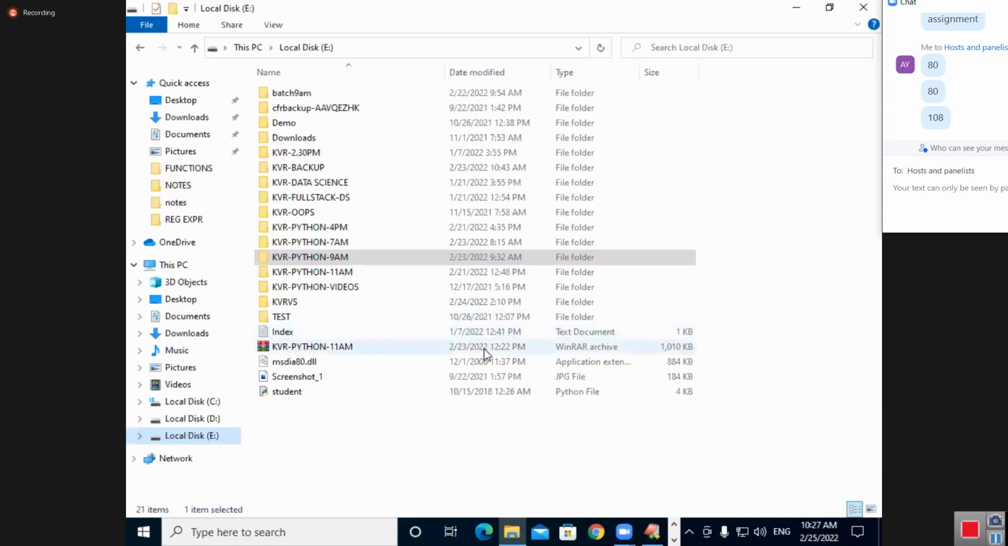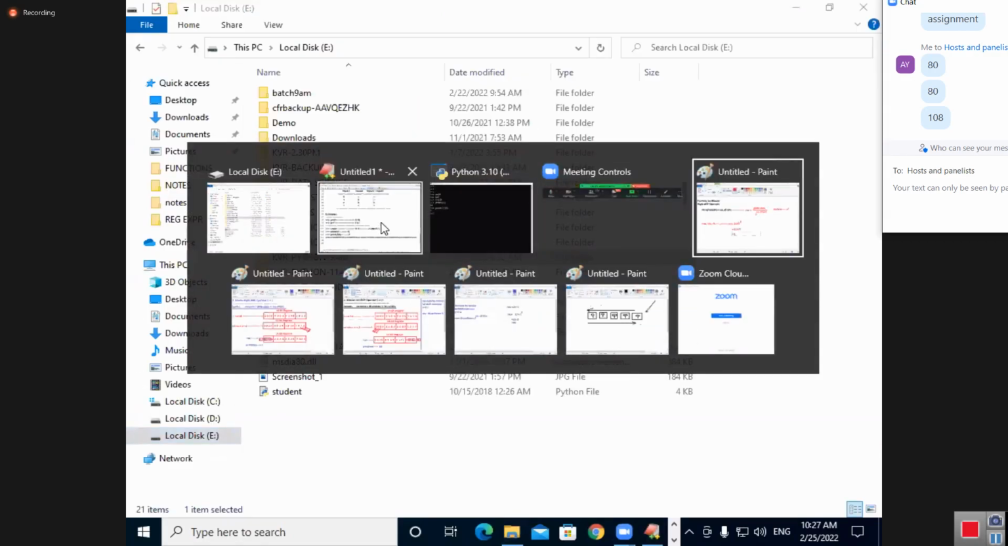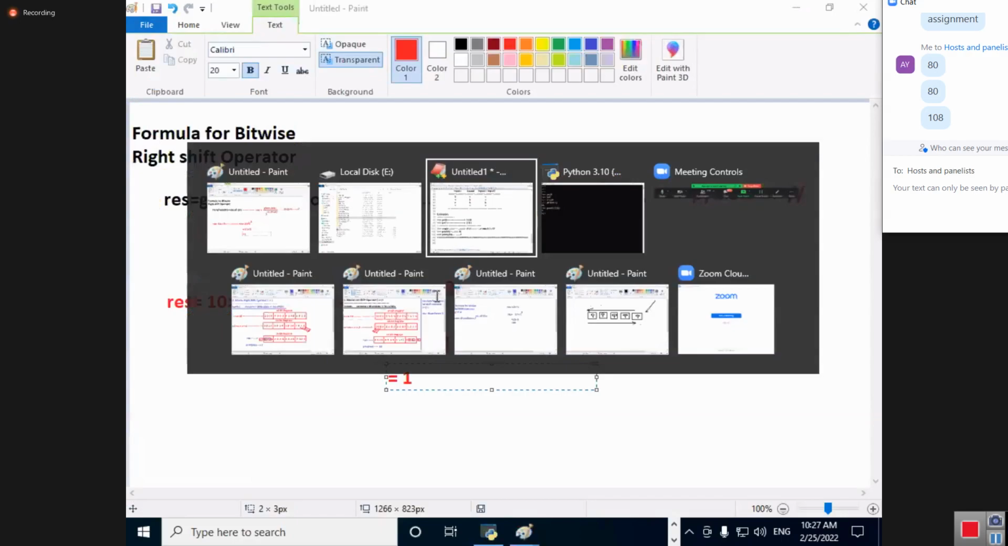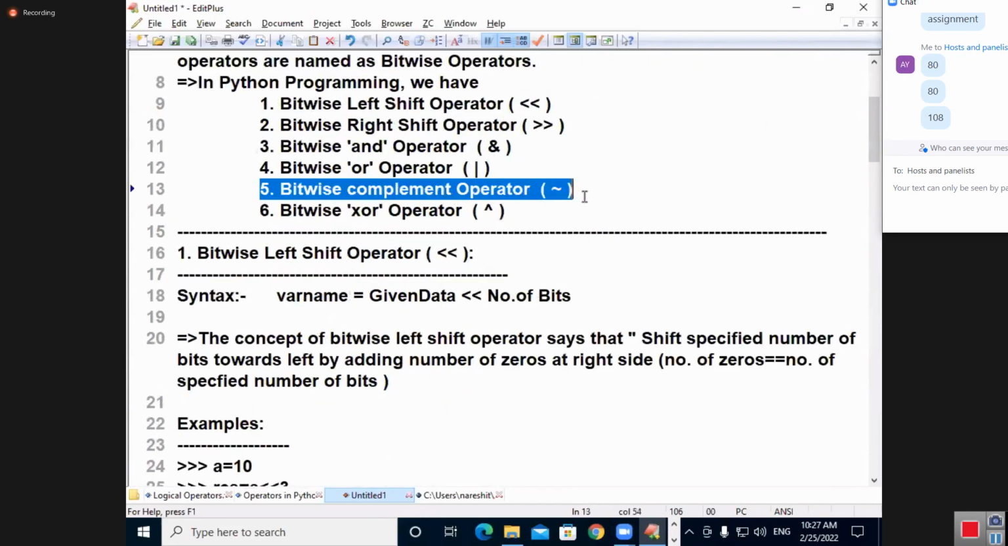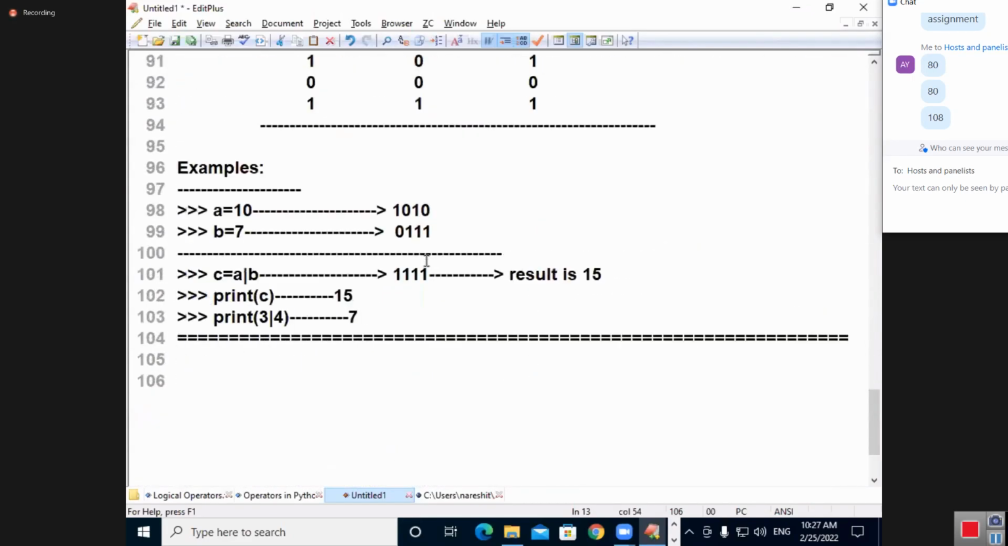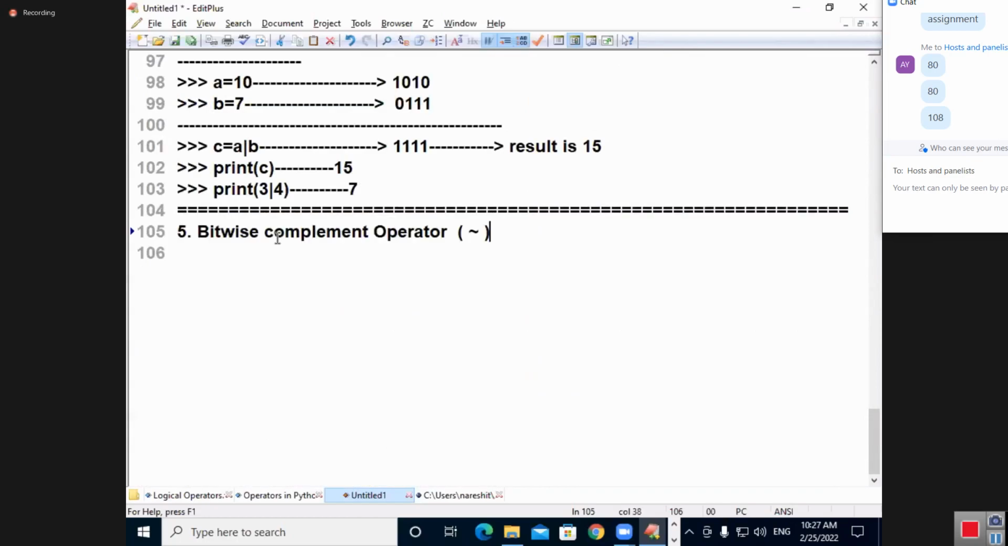Let us go to the next operator. What is the next operator, please? I have complement operator. Actually, I'll give a biggest discussion on it. I can give you around 1.5 hour, 2 hours lecture also I can give on this operator. But you don't need that much explanation.